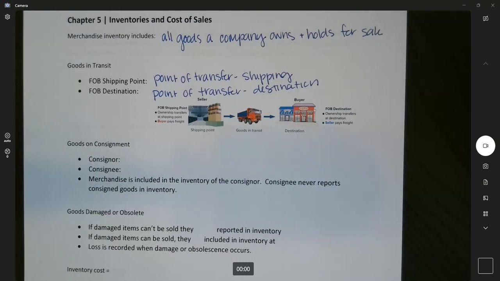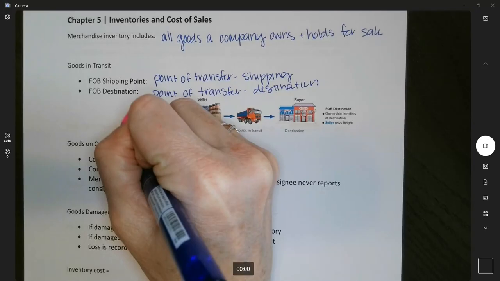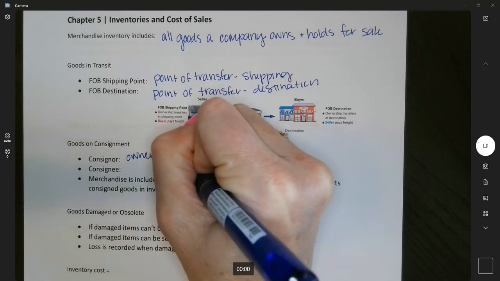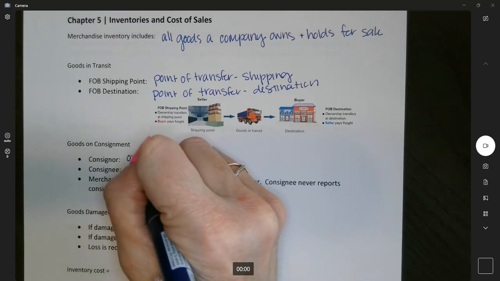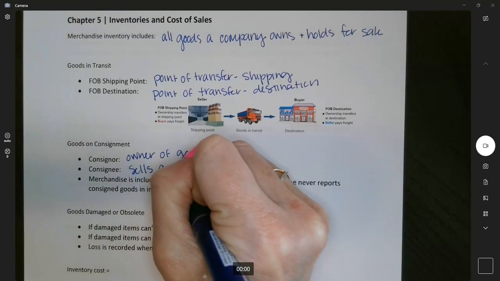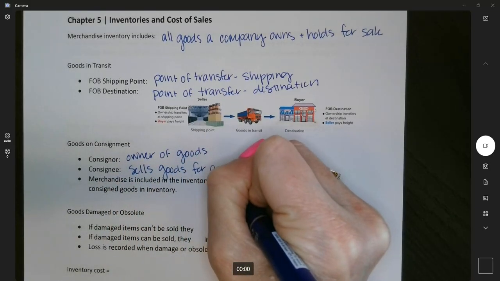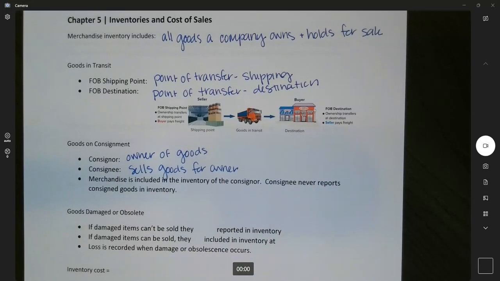Some new things as well. Goods on consignment. A consignor is an owner of the goods. The consignee sells the goods for the owner. When determining who holds on to the inventory, the merchandise is included in the inventory of the consignor. Consignees never report consigned goods in their inventory.